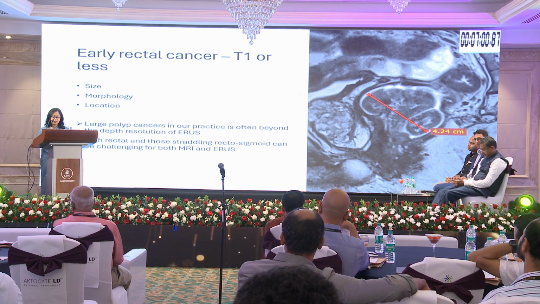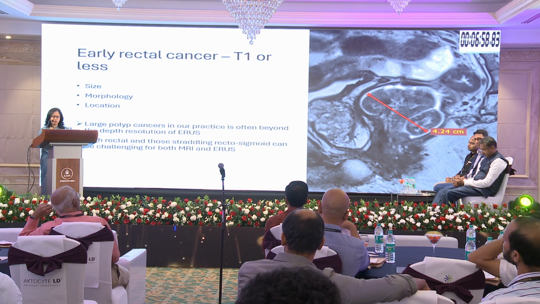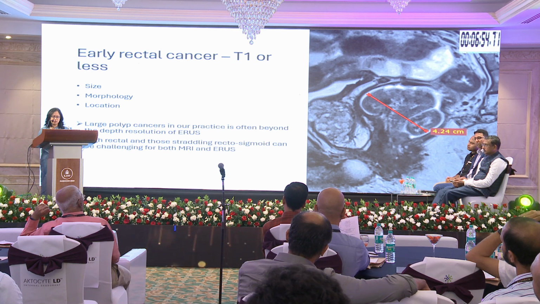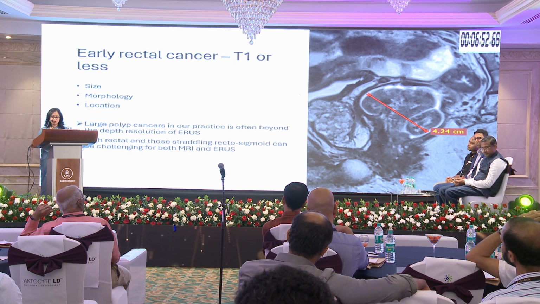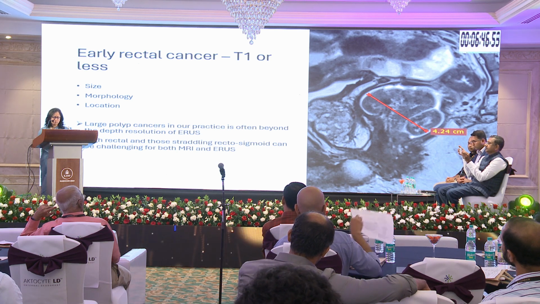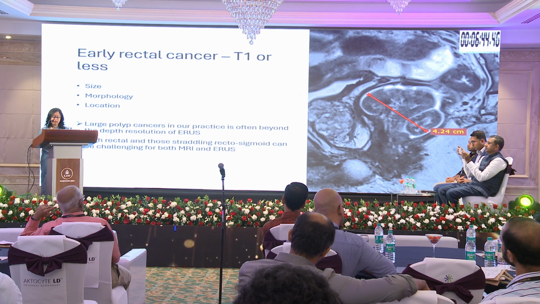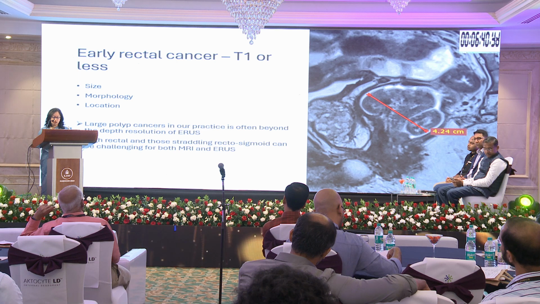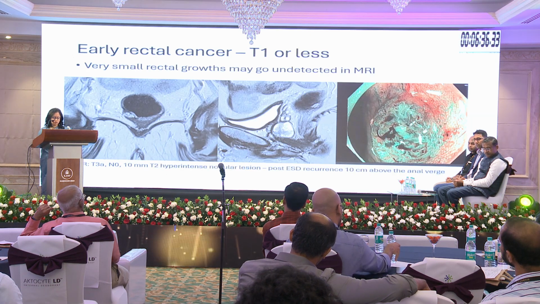On the other hand, if it is a very flat lesion and a laterally spreading type of early tumor, a very flat infiltrating growth can be very challenging to detect using MRI. But high rectal cancers and rectosigmoid cancers are challenging for both MRI and endorectal ultrasound.